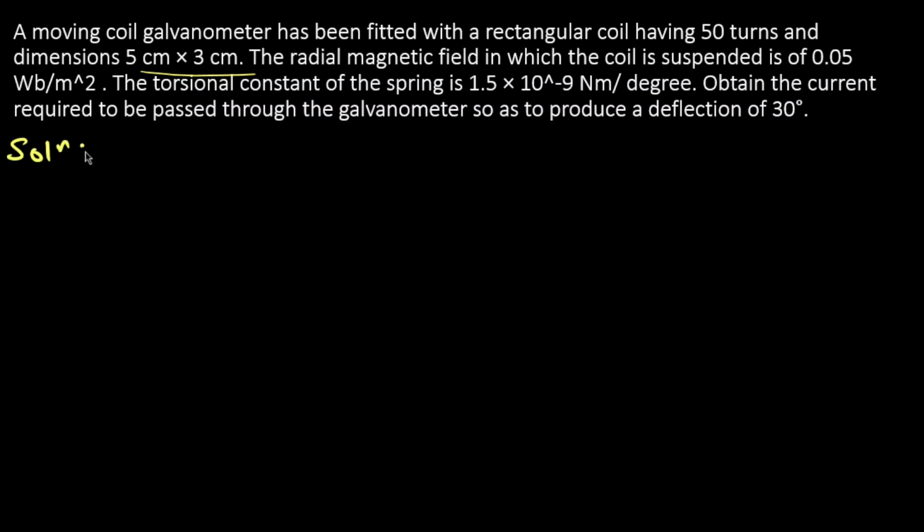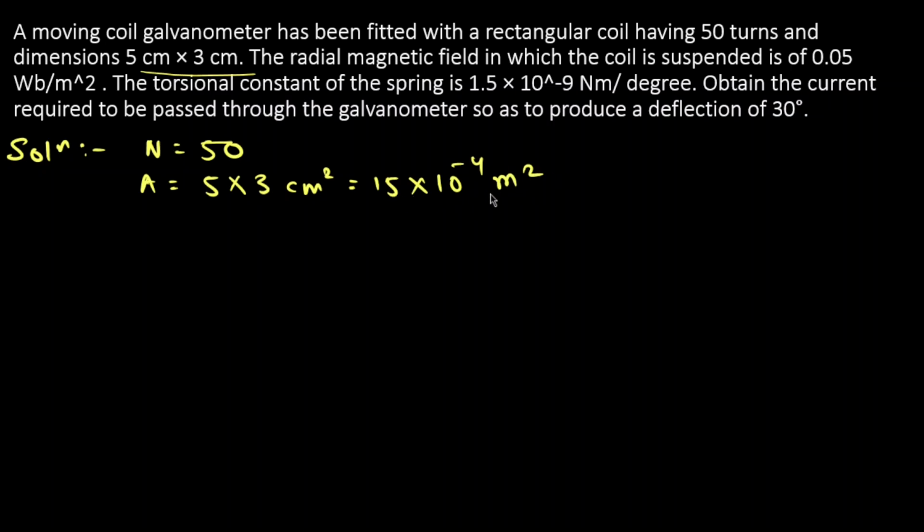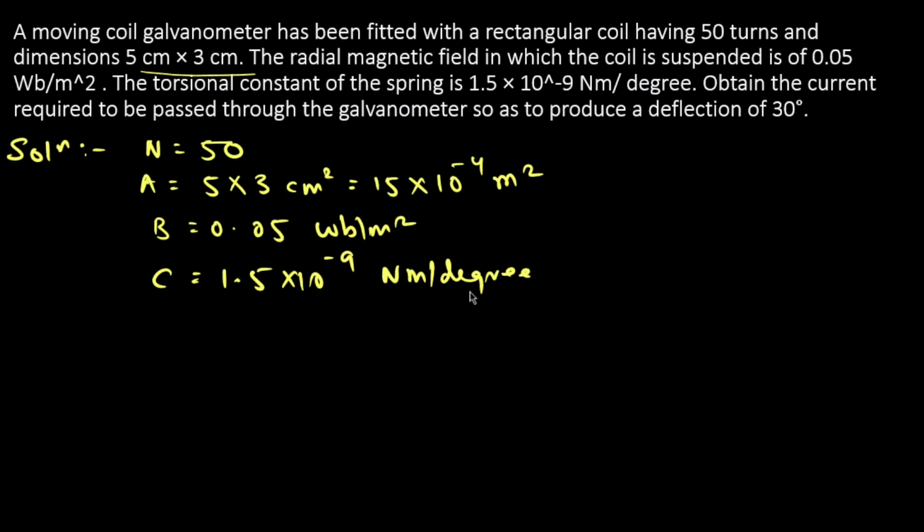So solution. First of all, let's write what is given to us. So number of turns is given to us as 50 and the area is given to us as 5 into 3 centimeter square, which is 15, and centimeter square is 10 raised to minus 4 meter square. The radial magnetic field is given to us as B equal to 0.05 Weber per meter square, and the torsional constant, that is C, is given to us as 1.5 into 10 raised to minus 9 Newton meter per degree. We need to obtain the current I, and the deflection is given to us as theta equal to 30 degree.